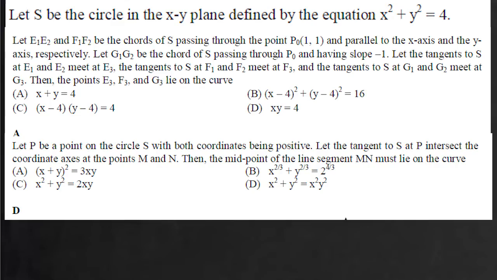Let E1, E2 and F1, F2 be the chords of S passing through the point P0, 1, 1 parallel to x-axis and y-axis respectively. Let G1, G2 be the chord of S passing through P0 and having slope -1. Let tangent to S at E1, E2 meets at E3 and tangent to S at F1, F2 meet at F3. The tangent to S at G1, G2 meet at G3. Then the points E3, F3 and G3 lie on which of the following curves?